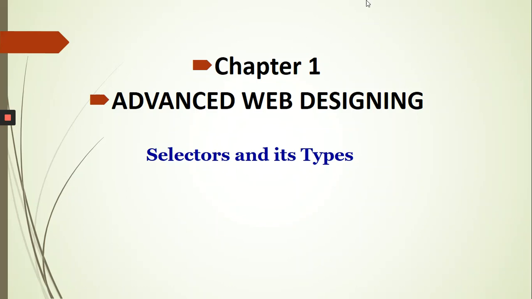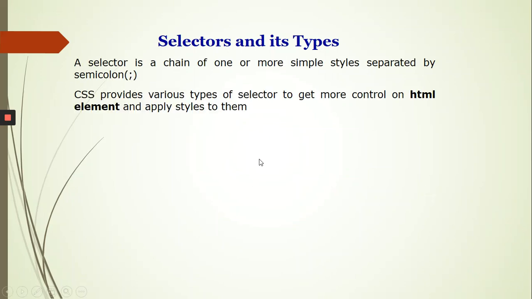How? We can write a group of styles one time and call it multiple times with the help of the name of a selector. So then what is a selector? A selector is a chain of one or more simple styles which are separated by semicolon. And CSS provides different types of selectors. There are 7 different types of selectors in CSS, which will help us to get more control on the HTML element. Element means tags. And we can apply styles to them.